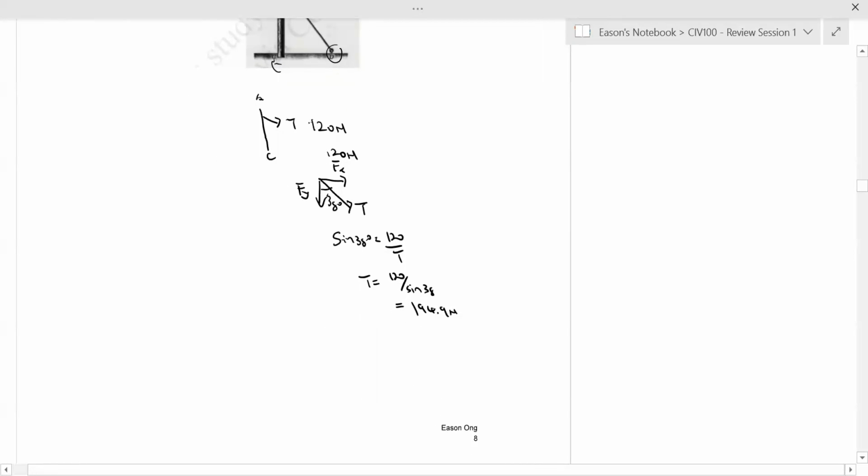The next question asks me what is the component along line AC. Now that I know T, I can say that cosine 38 degrees is really just Fy divided by 194.9. So Fy, after rearrangement, is 153.6 Newton acting downwards, right? And then T is acting in that direction, 38 degrees. This is given by the question.